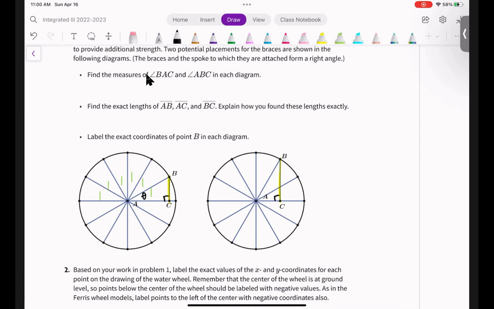So here I'm going to write measure of angle BAC is equal to 360 degrees divided by 12, which is 30 degrees. Or I'm going to write this as 2 pi divided by 12, which is pi over 6. Okay. So again, remember that the whole circle is 2 pi, like the circumference of this circle is 2 pi. And because our radius is 1, then it's just 2 pi. And then so we get pi over 6.